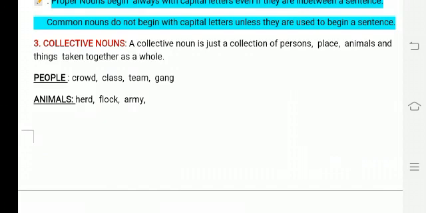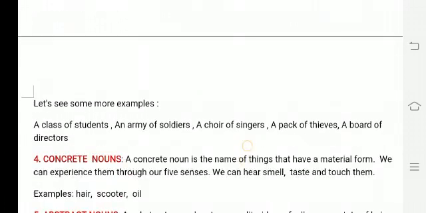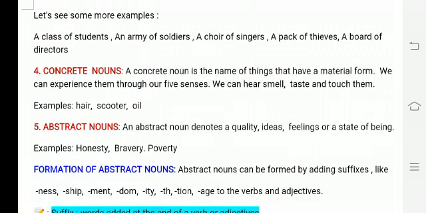Let's see some more examples. A class of students, an army of soldiers, a choir of singers, a pack of thieves, a board of directors. So here the collective nouns are class, army, choir, band, pack, board, etc.